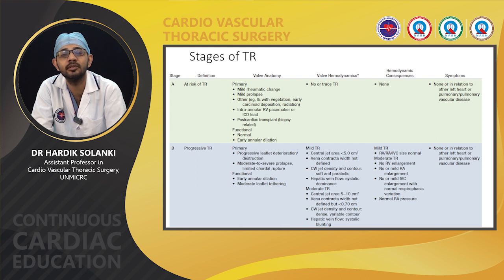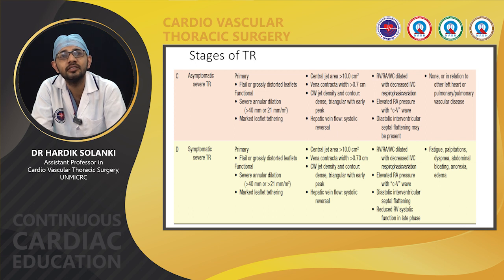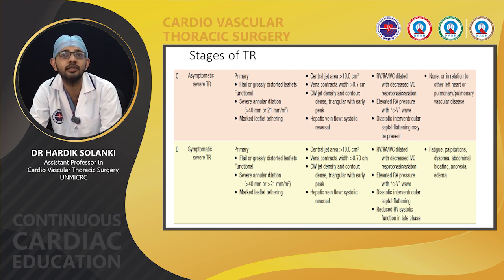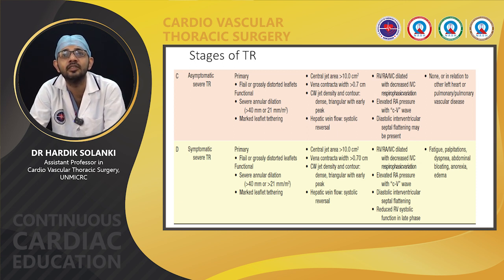Patient has not developed symptoms till now. Patient in stage C shows asymptomatic severe TR. There are grossly distorted valve leaflets, and annular dilatation is severe, more than 4 centimeter or 21 mm per meter square, and there is marked leaflet tethering, and central jet area is more than 10 centimeter square, and vena contracta width is more than 0.7, and the patient has still not developed symptoms till this stage.